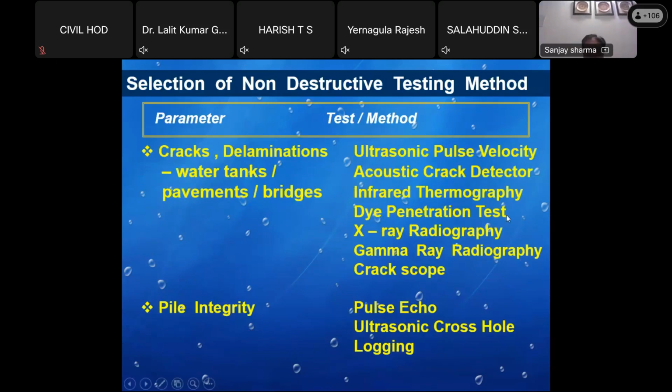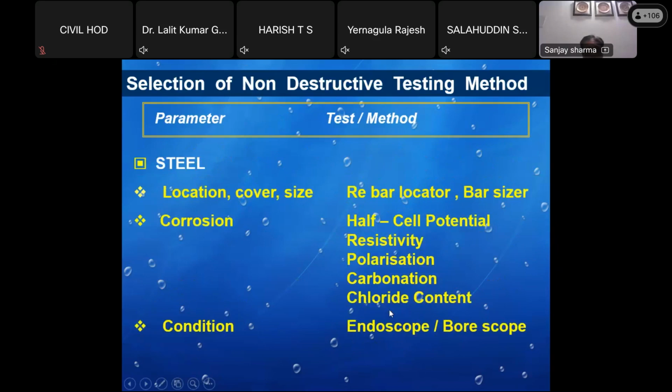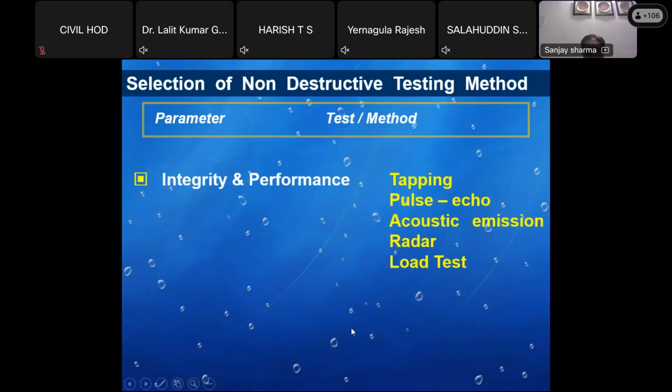Crack, we can use ultrasonic pulse velocity. Then pile integrity, we can use the pile integrity pulse echo test also. For steel, we have a profometer or half cell potentiometer which can be used. Corrosion, and a bar locator is a profometer, and for corrosion we can use resistivity, half cell polarization, carbonation, chloride content, etc. And we are also using all those methods in checking the stability of any structure.